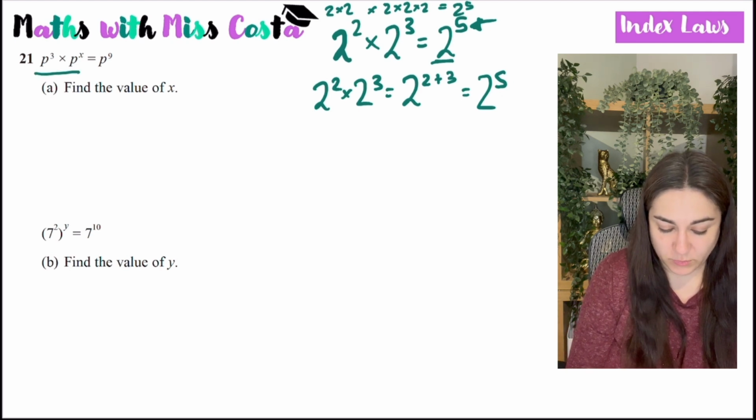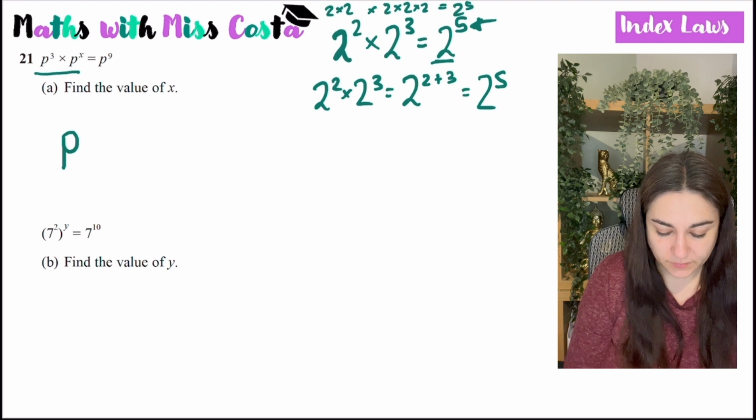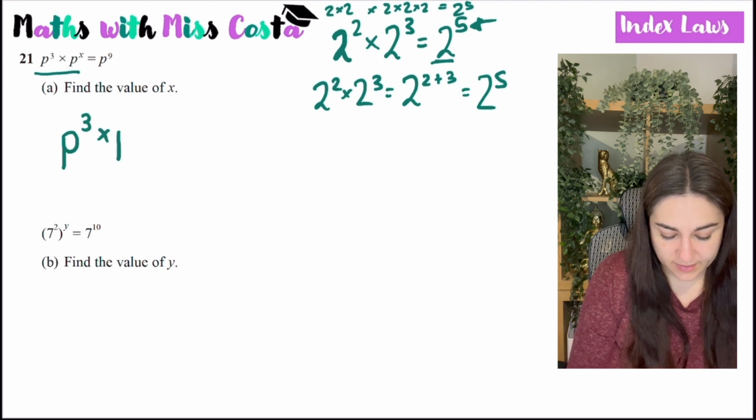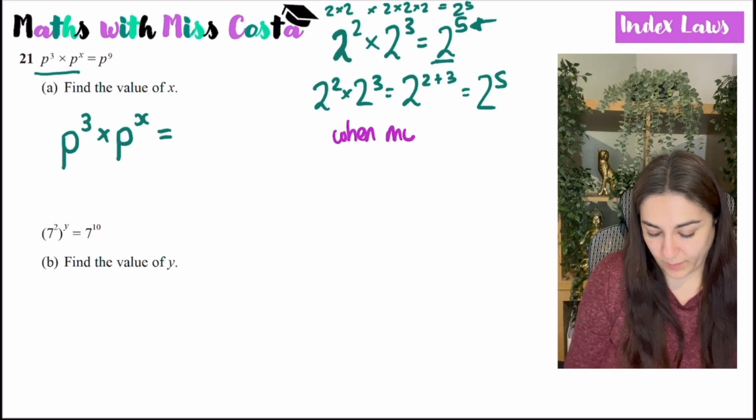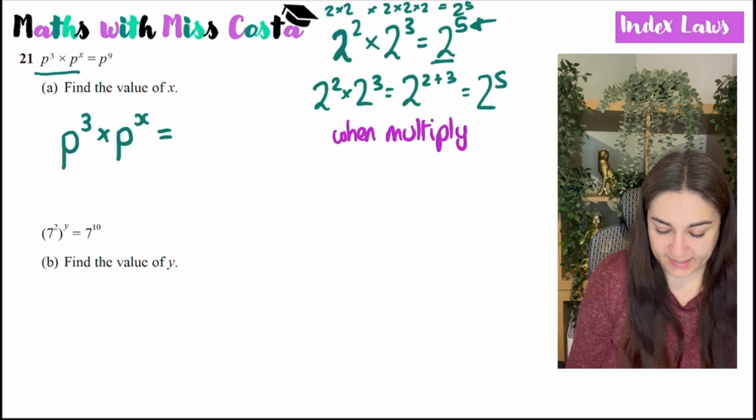So here I'm multiplying my indices. So I know that p to the power of 3 times by p to the power of x. What am I going to have to do when multiplying indices?